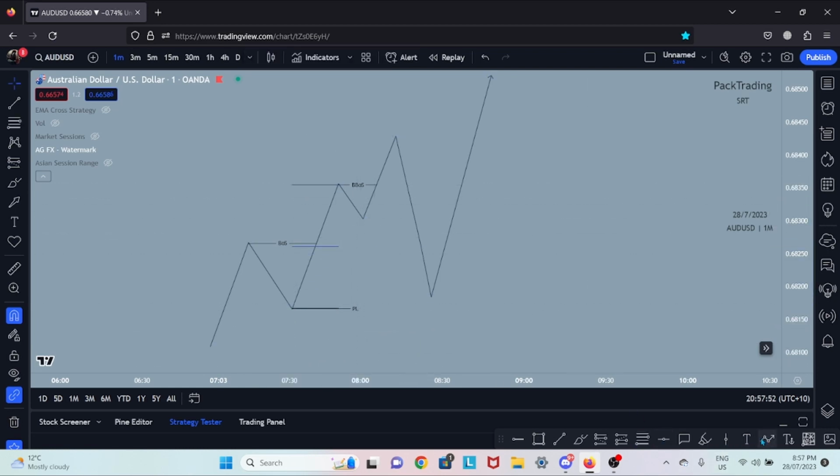So now if price didn't pull back below the premium discount line, that means this is not a valid range to trade off. Therefore, we wouldn't be looking for longs here. We would ignore this range.